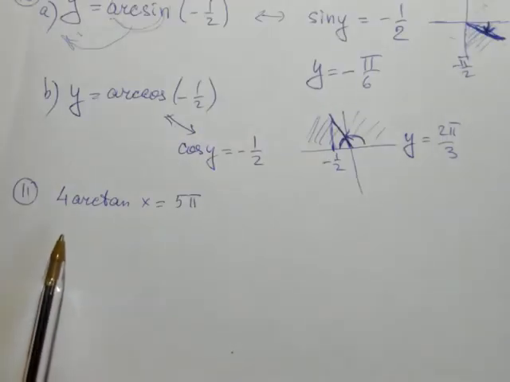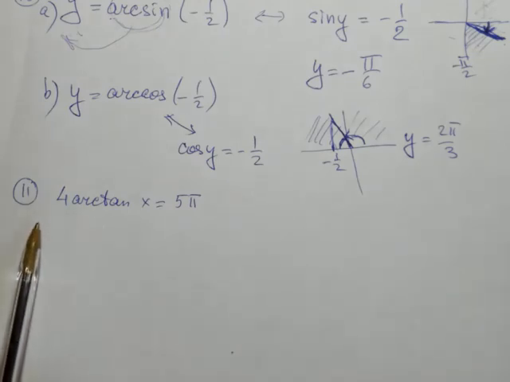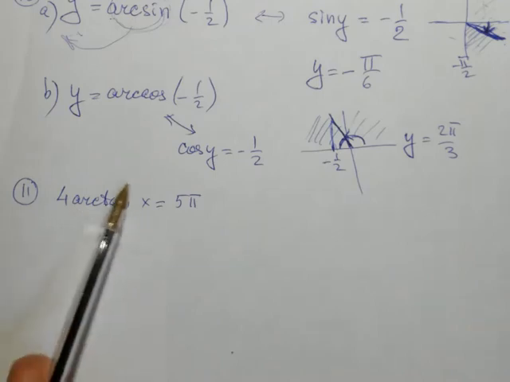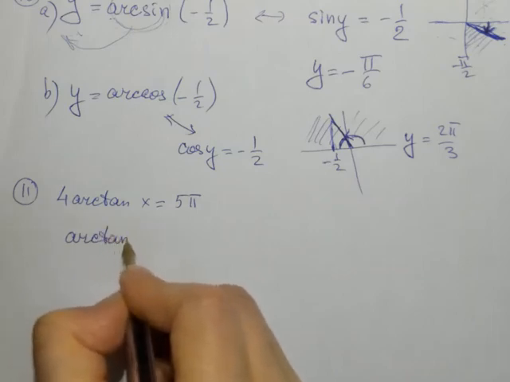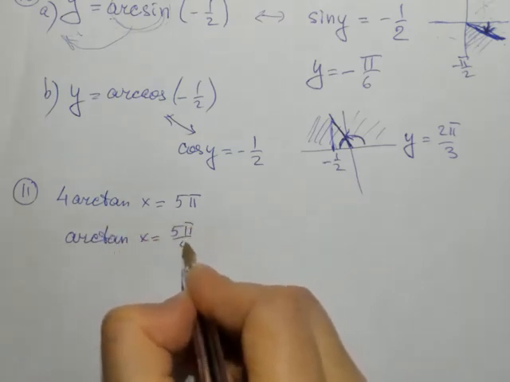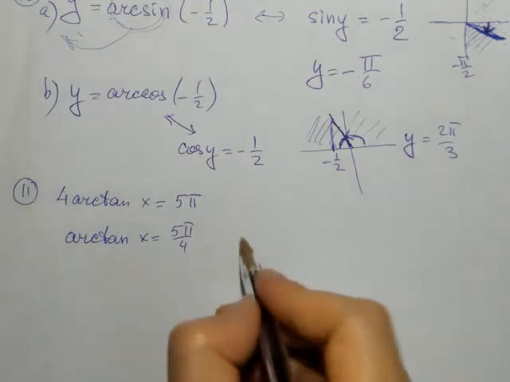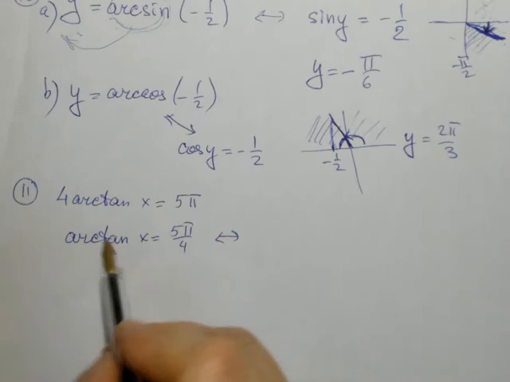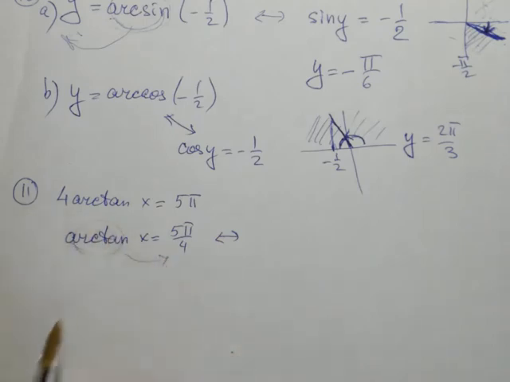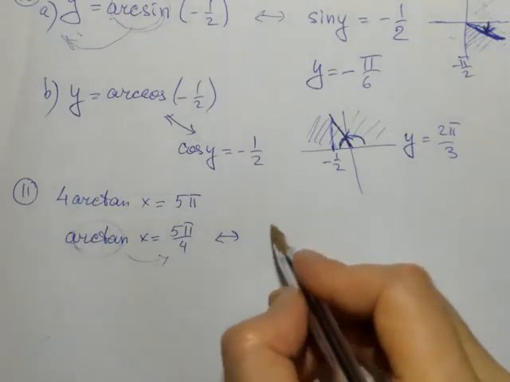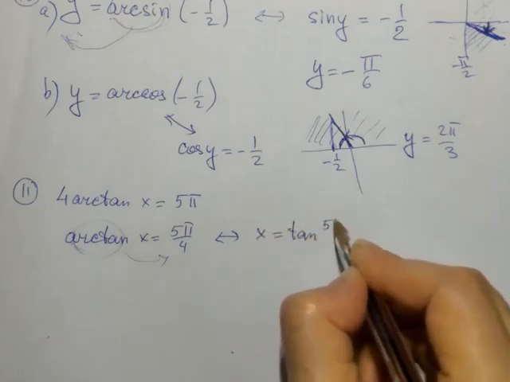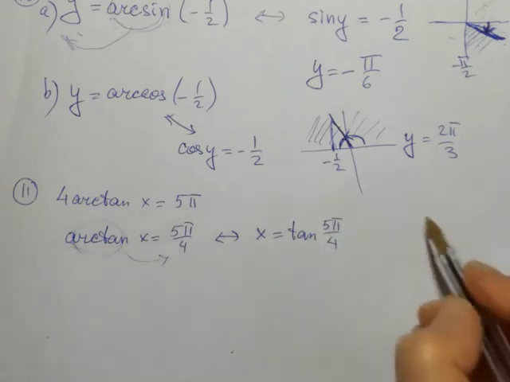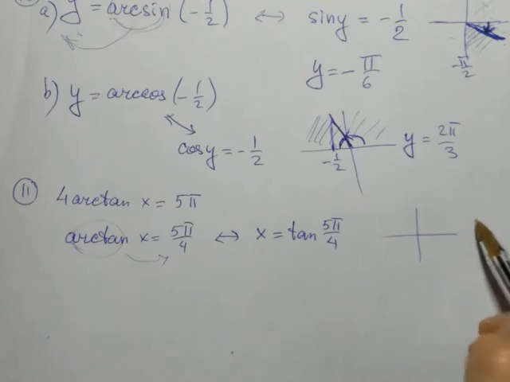For 4 arctangent x equals 5 pi, the equation involves inverse function. We first isolate this function. We divide by 4, and arctan x equals 5 pi over 4, and then we rewrite the equation in alternative form, so without arctan. So function goes on another side of the equation without arc sign, without inverse sign. So x equals tangent of 5 pi over 4. That's all. So 5 pi over 4.